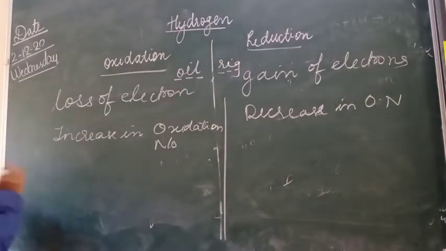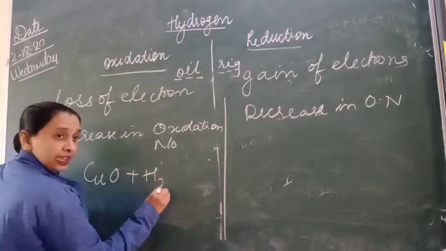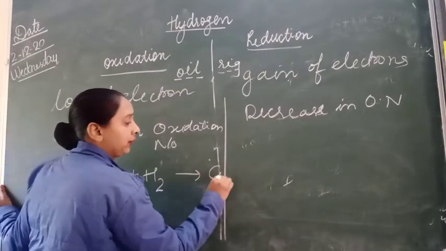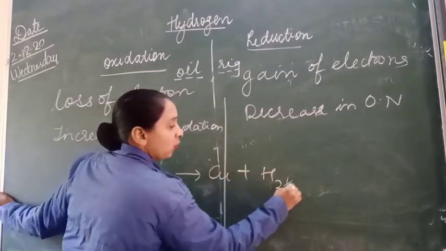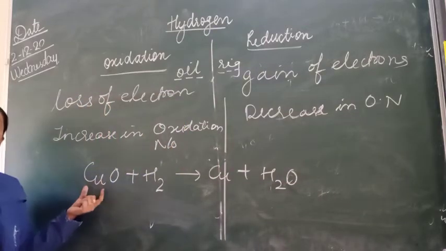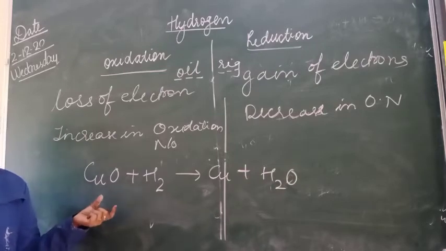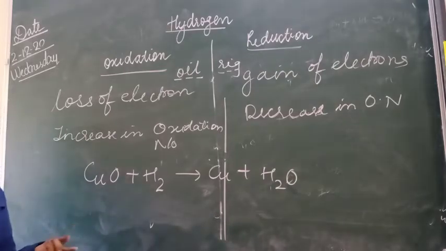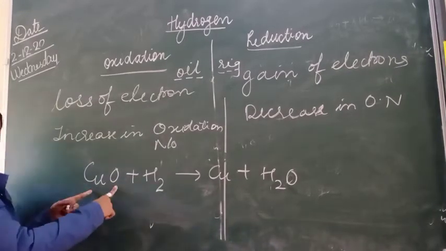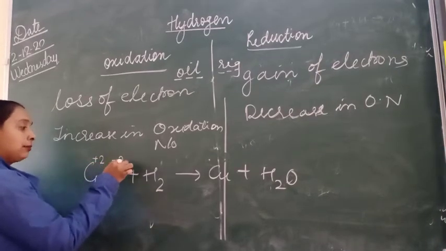I am giving you one example, so I can explain both in one example. Copper oxide will react with hydrogen. What will it give you? Copper plus water, right? Yes or no? See here. When do we write the valency of any element? Whenever it is in the combined state. So here copper is combining with oxygen. So the valency for copper is +2 and for oxygen -2.